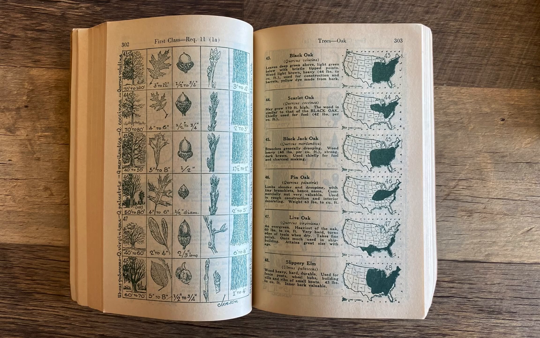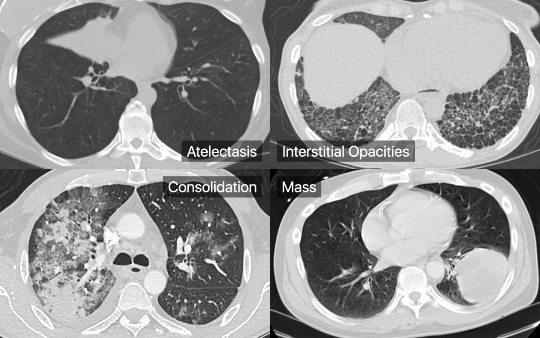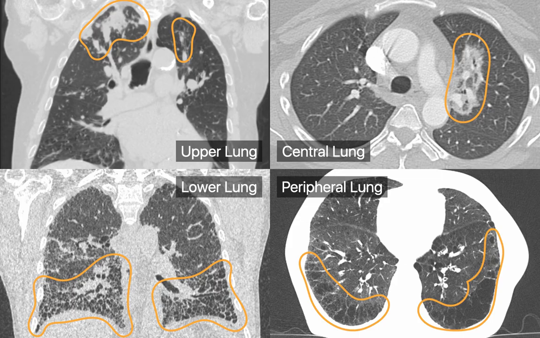Here's an old Boy Scout handbook I have lying around, and I've opened it here to the section on trees. As Boy Scouts, we were taught to recognize trees by their morphologic characteristics and their geographic location. As radiologists, recognizing lung disorders also often requires us to simultaneously consider morphology and geography.